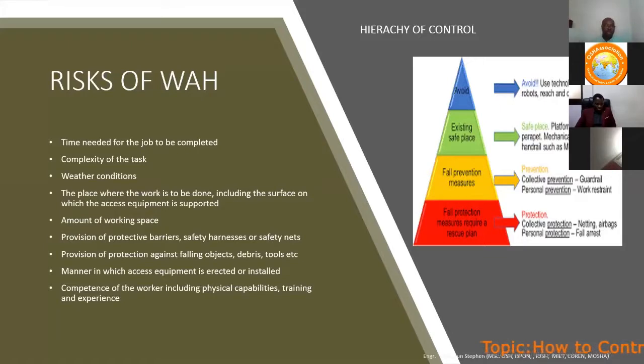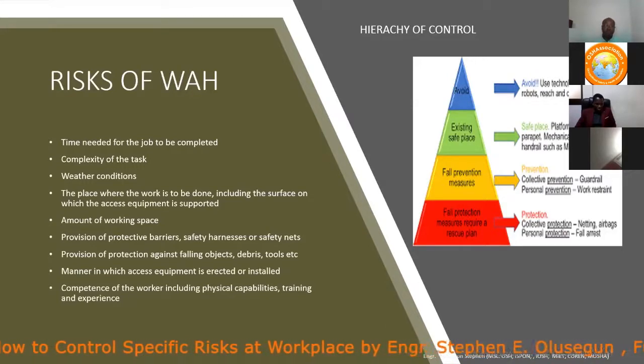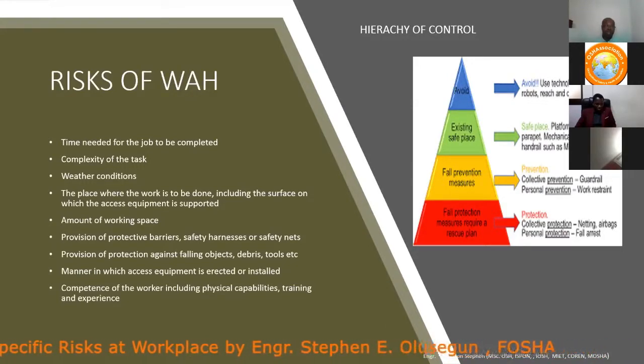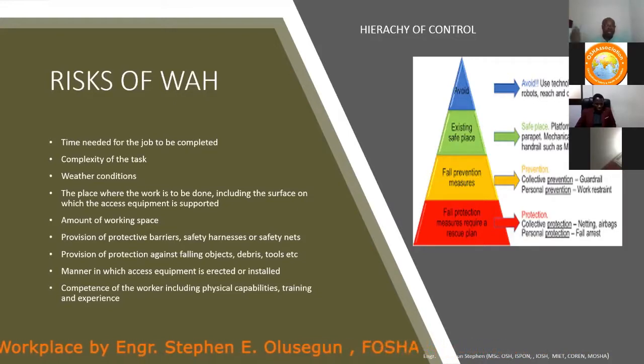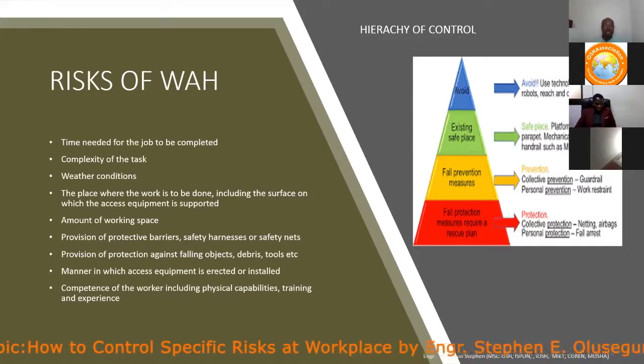Weather condition. I showed you the other time where that guy is using mobile elevation equipment almost very long to the top of the building. Before going to such a thing, you need to consider the weather. You need to consider the kind of wind. You need to look at what the weather is saying for that day. And in some places, there are bees, there are some dangerous things that will be flying around that place. And when you are at the top over there and you have such a condition, you need to watch your environment and know the implication, or you use some equipment, or some covering, some PPE, to make sure that when such a thing happens, you are able to protect yourself. The place where the work is to be done, including the surface on which the access equipment is supported.